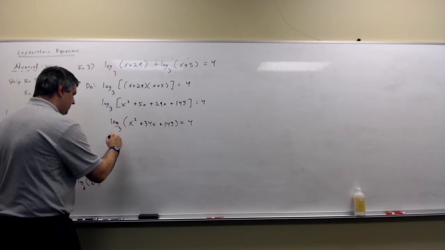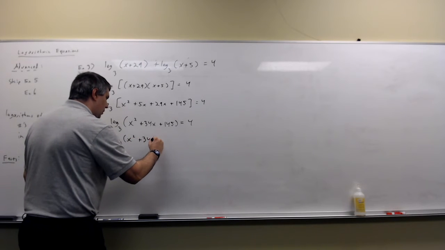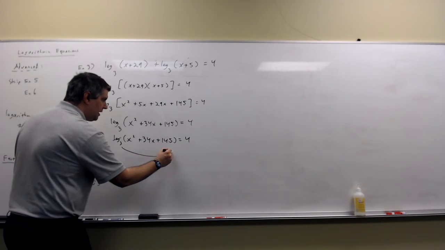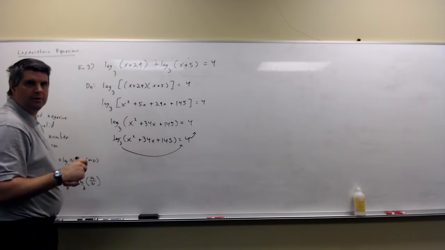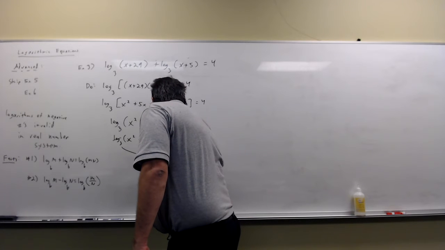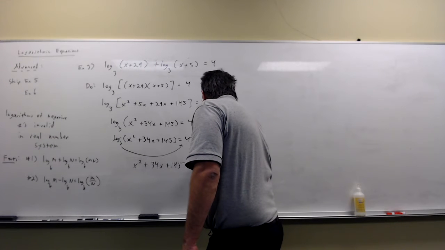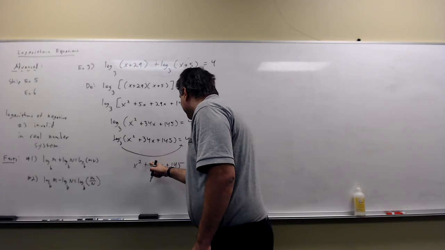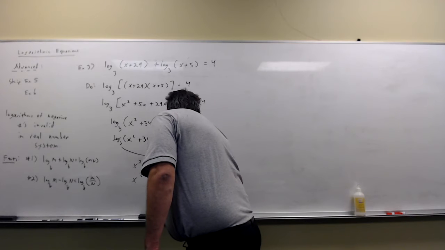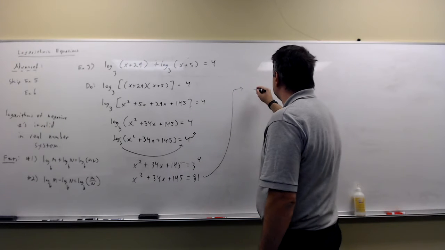Go ahead and copy it again. Dump the log, the 3 goes to the other side, the 4 will jump up to make room for it. So we'll have x squared plus 34x plus 145 equals 3 to the 4th, giving me x squared plus 34x plus 145 equals 81. I'll go ahead and copy it over here as is.